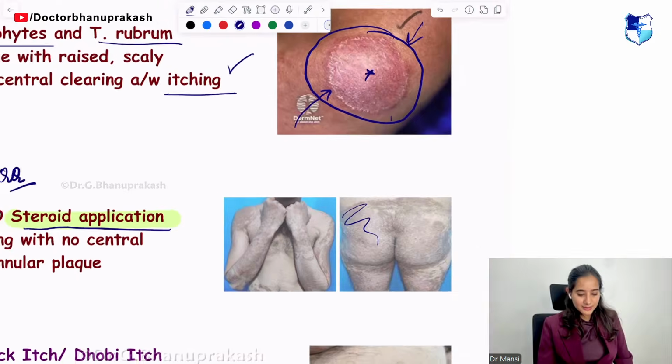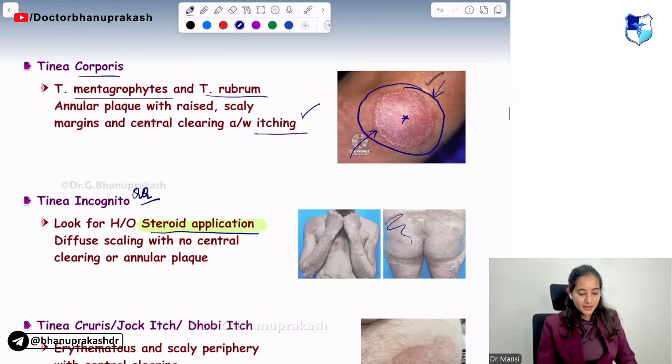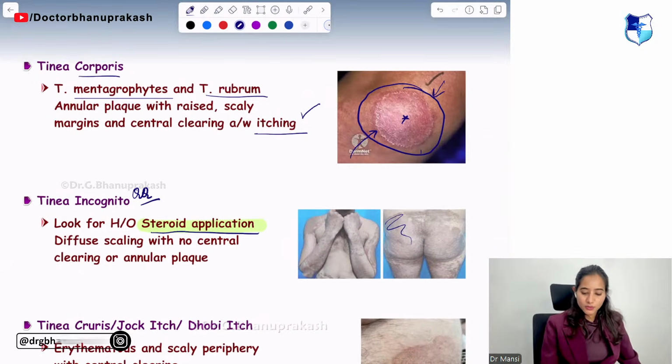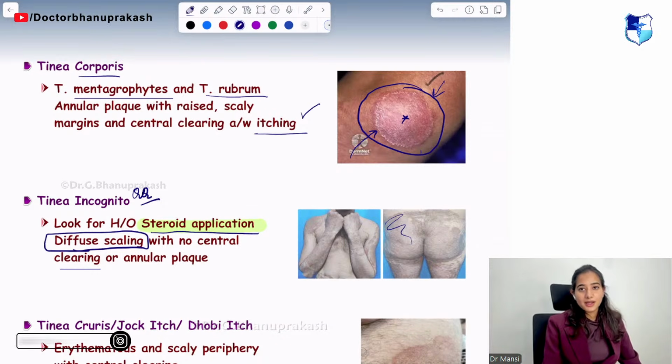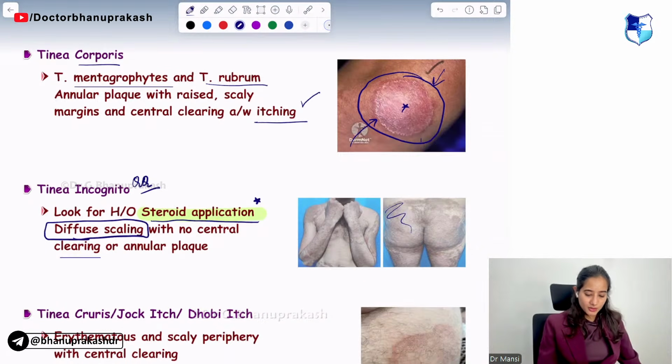Okay, so this is not having any clearing present in the center. It is not an annular plaque. Diffuse scaling is the characteristic finding which you can see, and incognito because you cannot actually recognize it. So important for this part is steroid application. History you will be given like this.